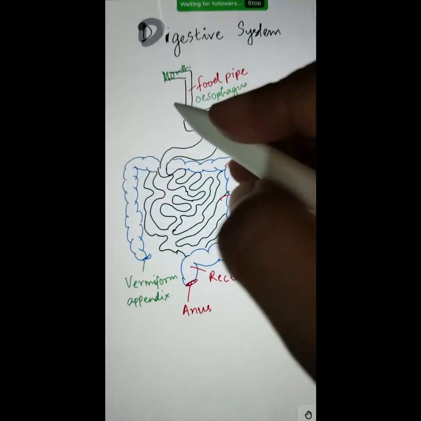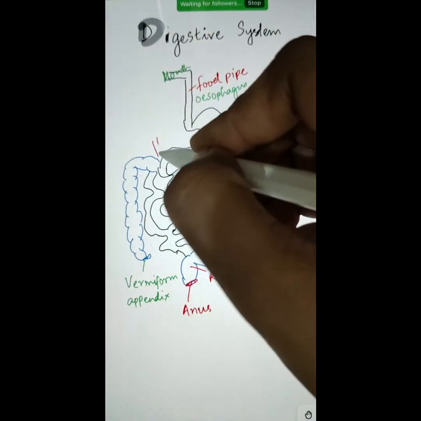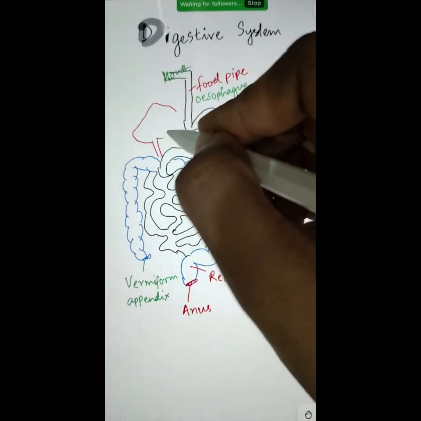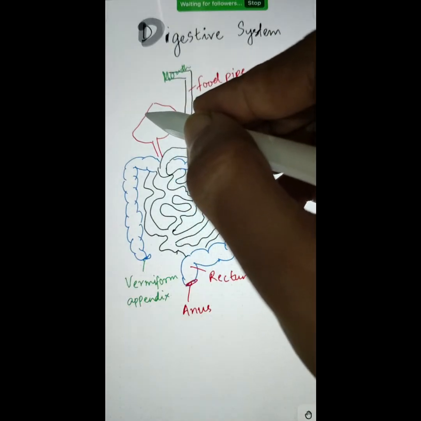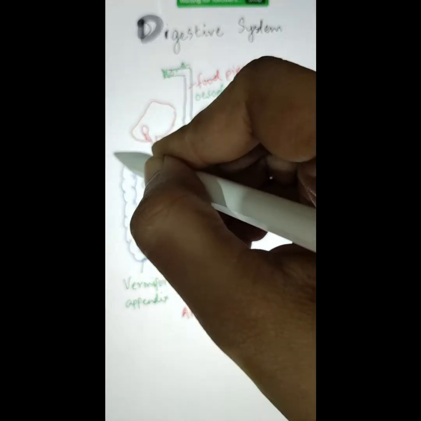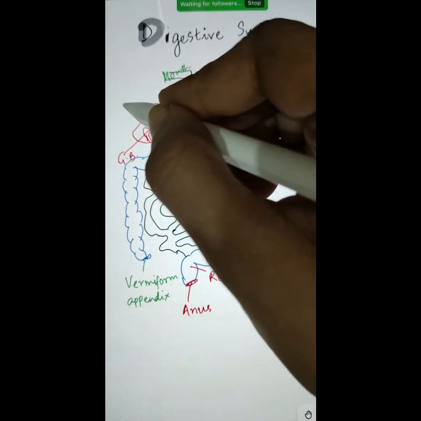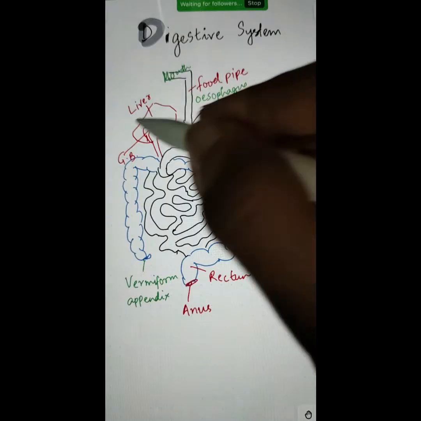Now, as you know that digestion also requires the help of liver. So this small part that has been shown to you is known as gallbladder. Then this part on the right side of your body is liver.